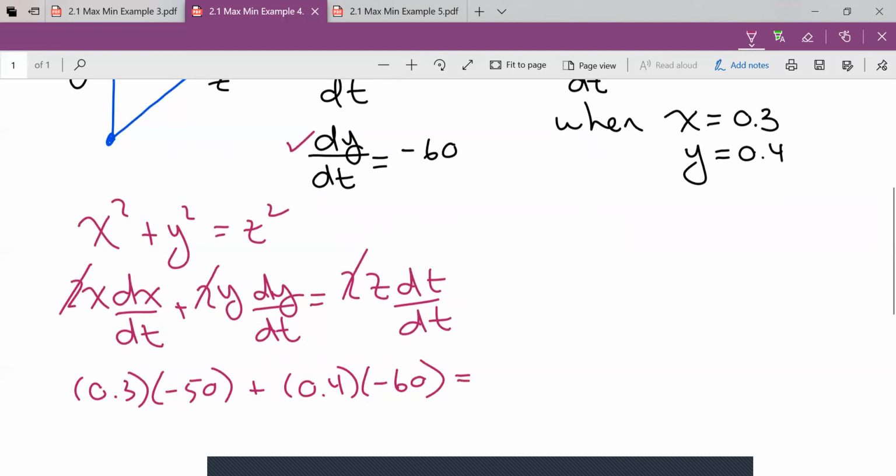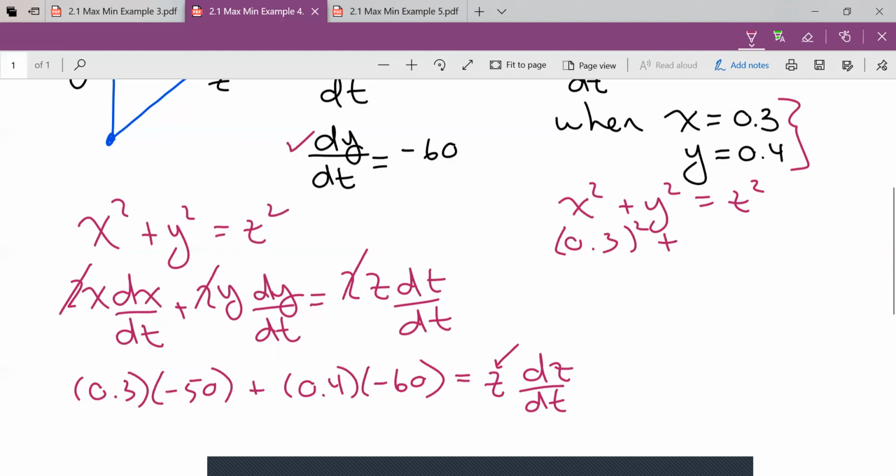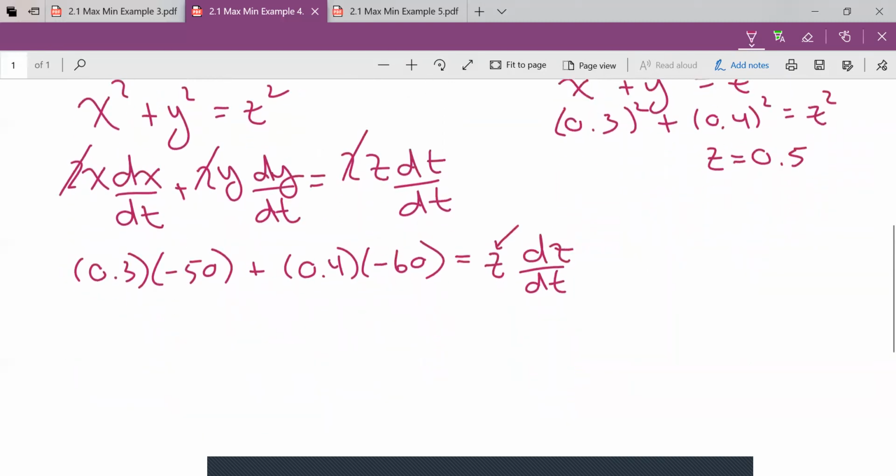But z, oh no, I want dz/dt, but what's z? Oh no, big deal, because we know x and y. So I go back to the formula that we had created, and I'm going to solve for z. I sub in when x is this and when y is this, and I say what's z. Okay, that's a Pythagorean triplet. I'm hoping you can see that, and you trust me that that's going to be 0.5, positive or negative, but we're only going to include the positive, right? And now we can sub that value in right there.